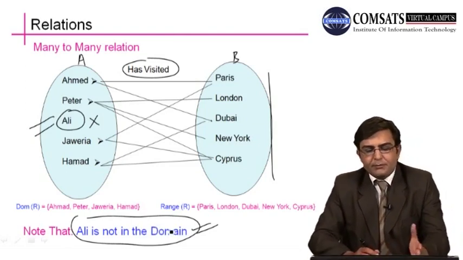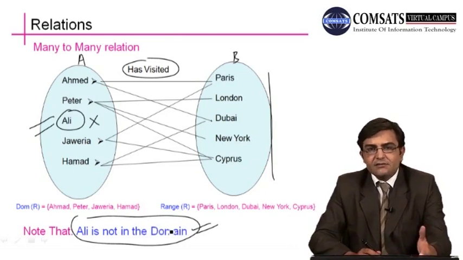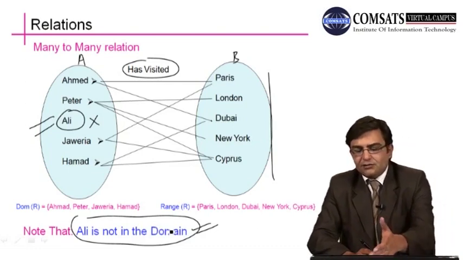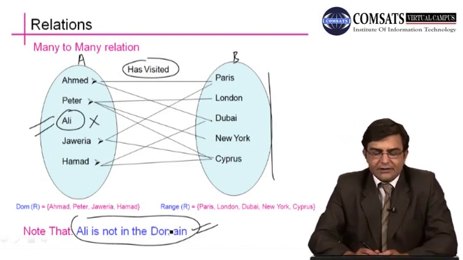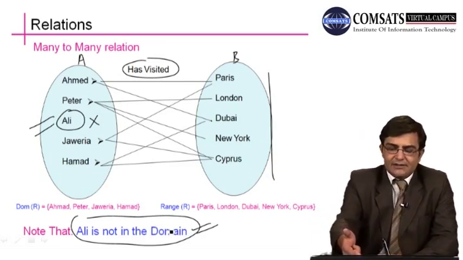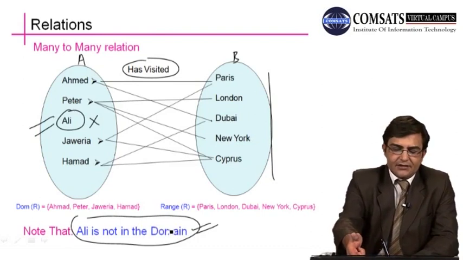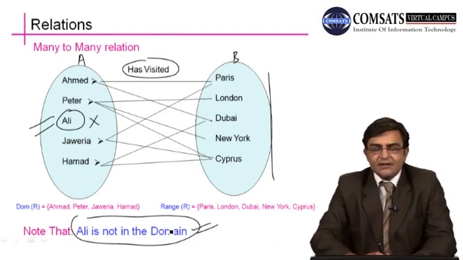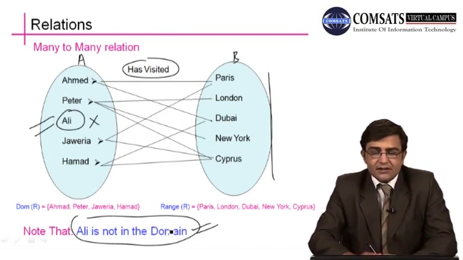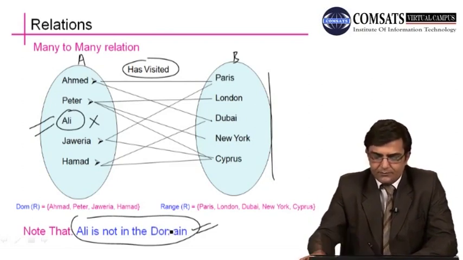Means in the first set, Ahmed, or you can say the first element of set A, is related to more than one element in the set B. Similarly, an element in the set B is related with more than one element in the set A. So we can say it is a many-to-many relation.